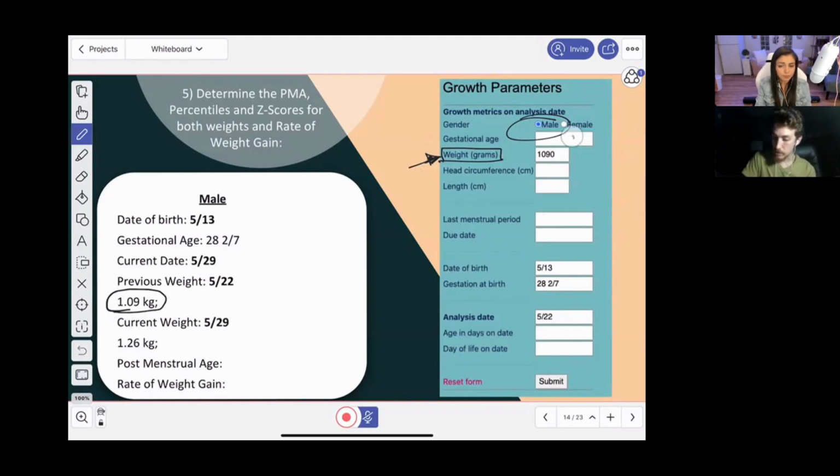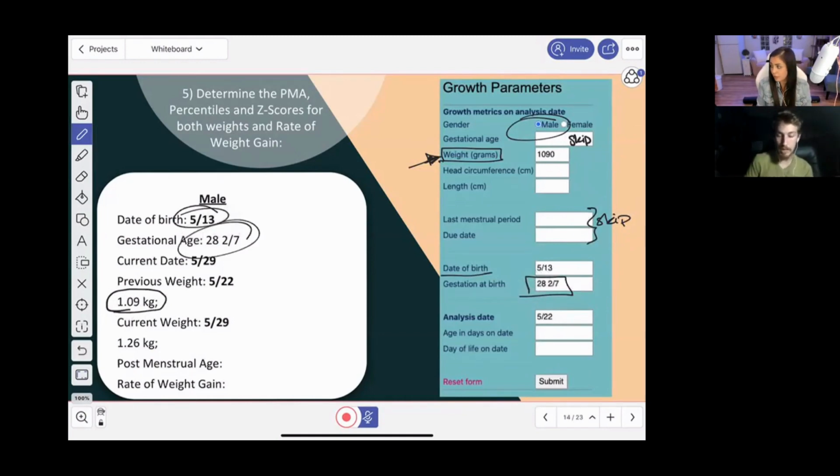Remember, we're going to skip the gestational age. Skip the one on top, right, the one on top. Skip these as well, and move on to the date of birth, which we have right here. The gestation of birth. So this is the one that we're going to fill in.